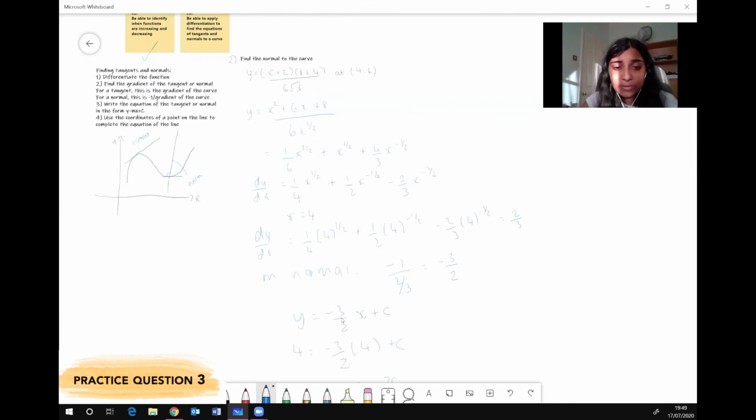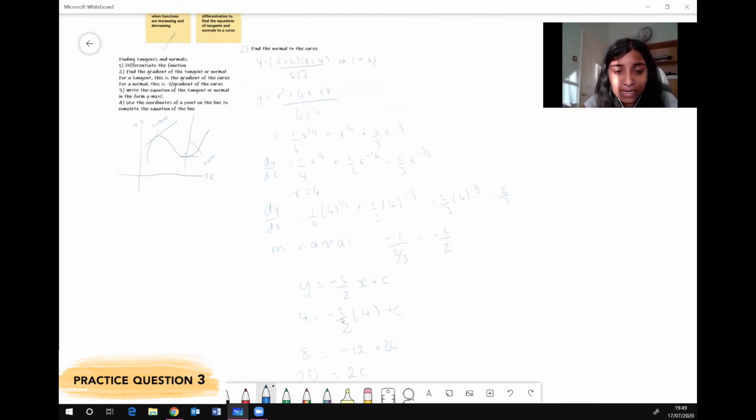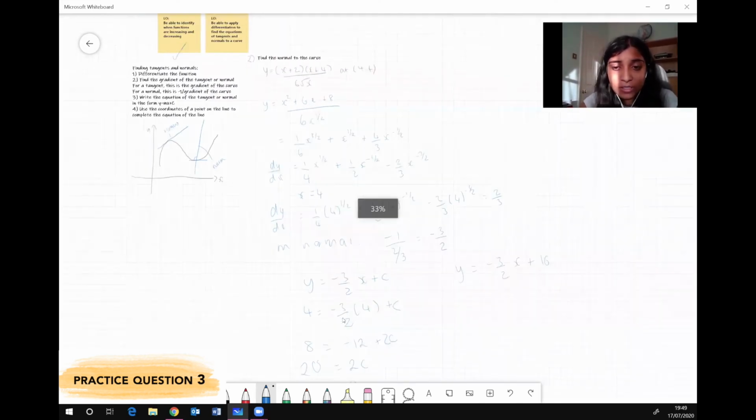So now if we plug this into our formula here, we'd get y is equal to minus 3 over 2 x plus 10. And that's your answer to this question.